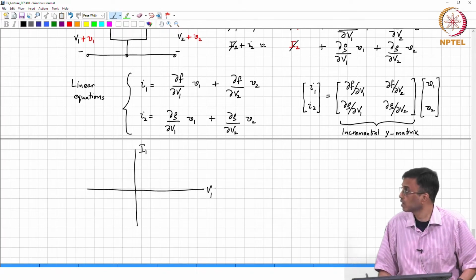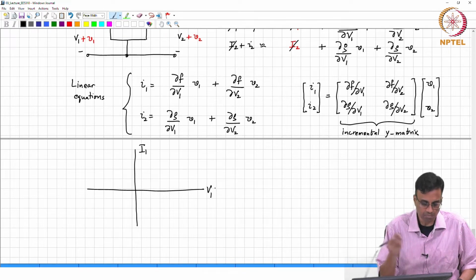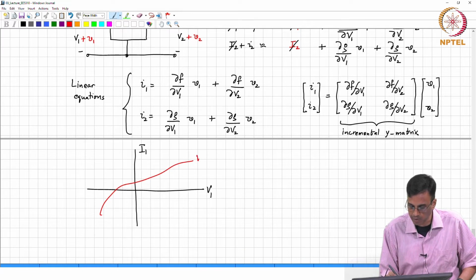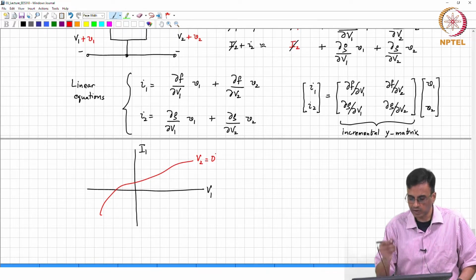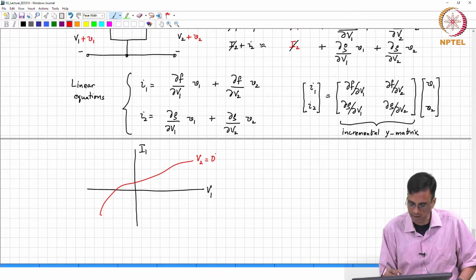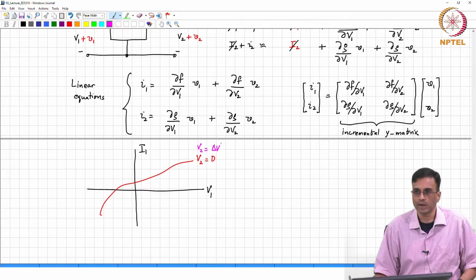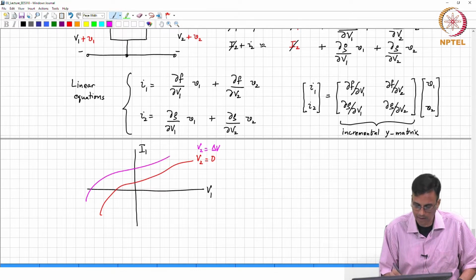So, what comment can you make? How will this look in general? It will be non-linear, something like that. Let us say this is the curve for V2 equal to 0. For V2 equal to some small delta V, what comment can we make? You will get another curve. Will that curve necessarily be parallel to this red line? No, it will be some other curve like that.